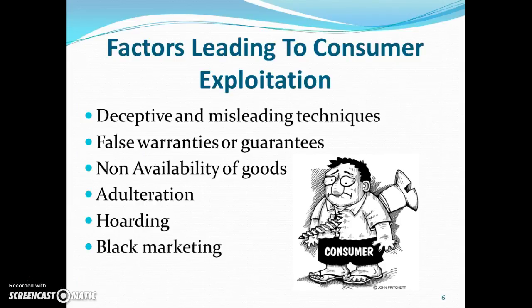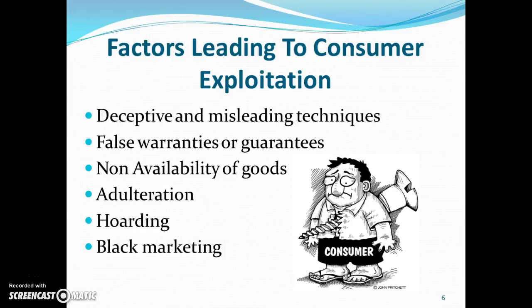Now, what are the factors leading to consumer exploitation? The slide gives 6 points, which are the factors which lead to consumer exploitation. Deceptive and misleading techniques. You must be aware that many people in the market use deceptive and misleading techniques. They will guarantee you everything, that this product works well, it's a renowned product, and they just want to sell their product and make profit out of it. So they will misguide you.